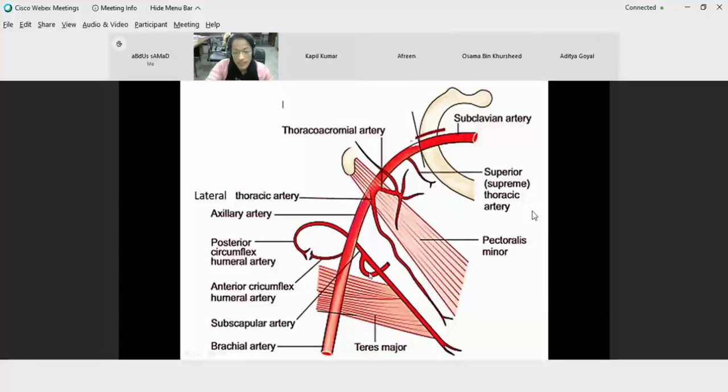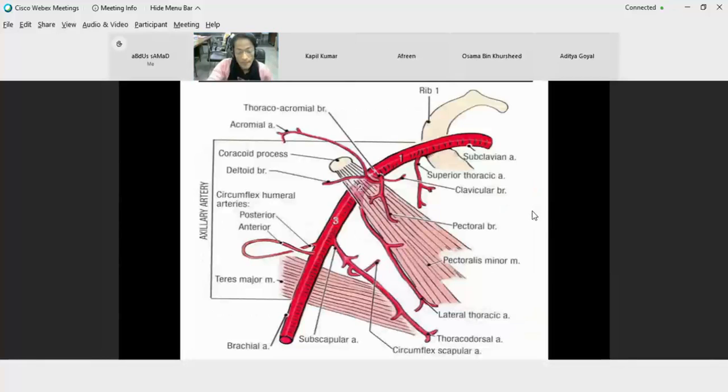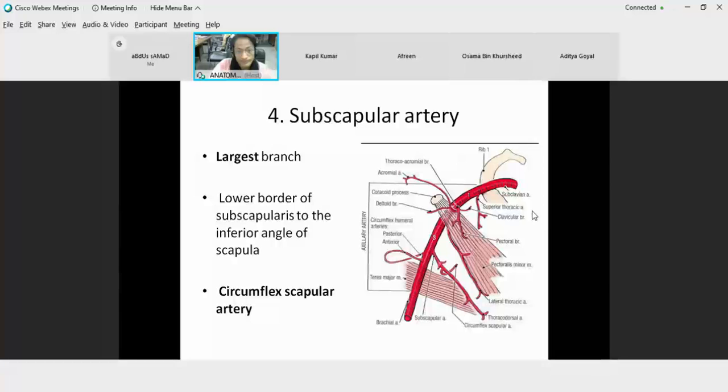Okay. Circumflex scapular artery, this subscapular artery is the largest branch. It is passing through the lower border of the subscapularis muscle, so it will supply that muscle, and it ends at the inferior angle of the scapula.